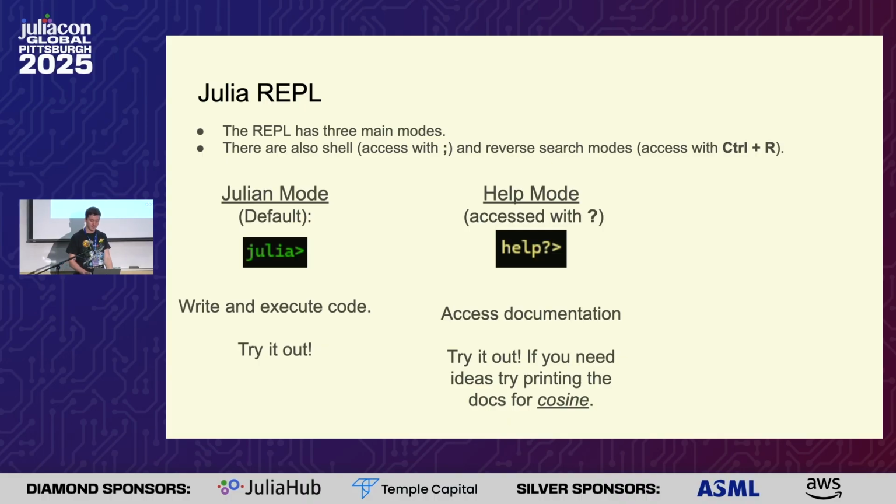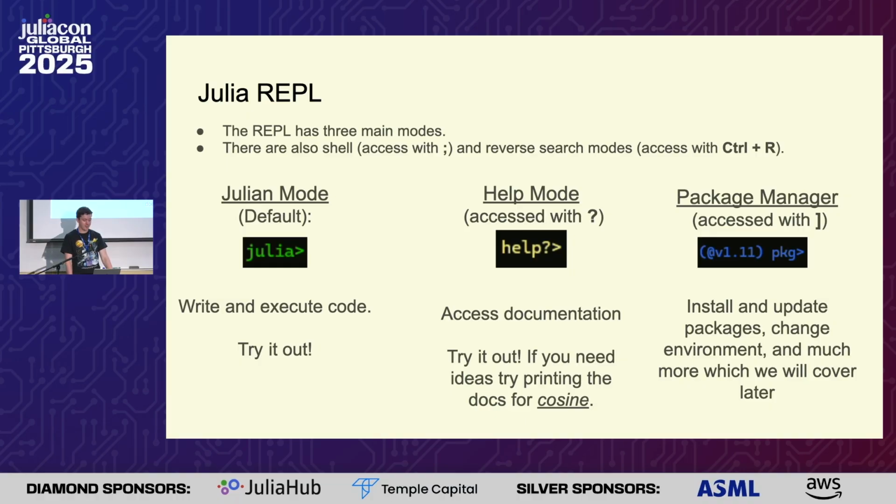And then the other most important one is the package manager. You access this by pressing the bracket. This will change the mode to this kind of blue text here, and it will show your currently active environment. And this will allow you to install packages, update packages, manage your environment, switch to a different environment, and things like that. And I believe we will talk a little bit more about this later in the talk.